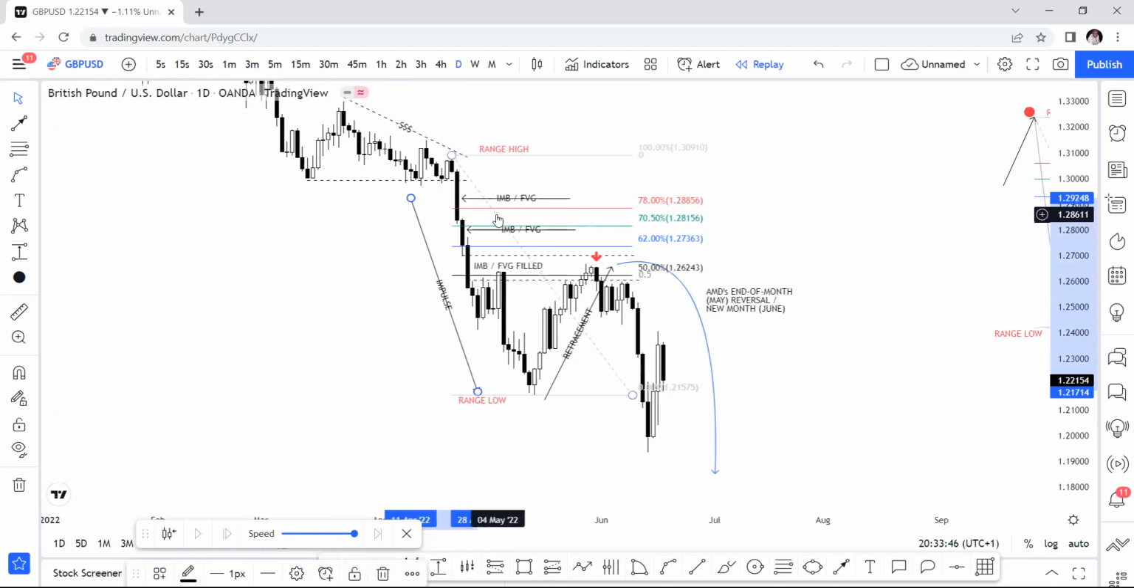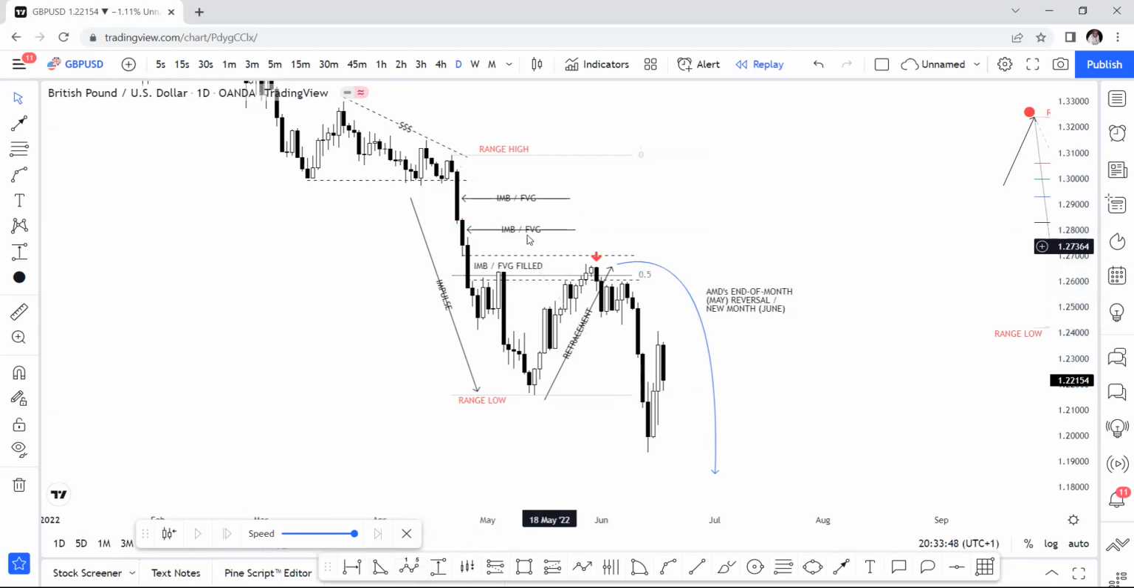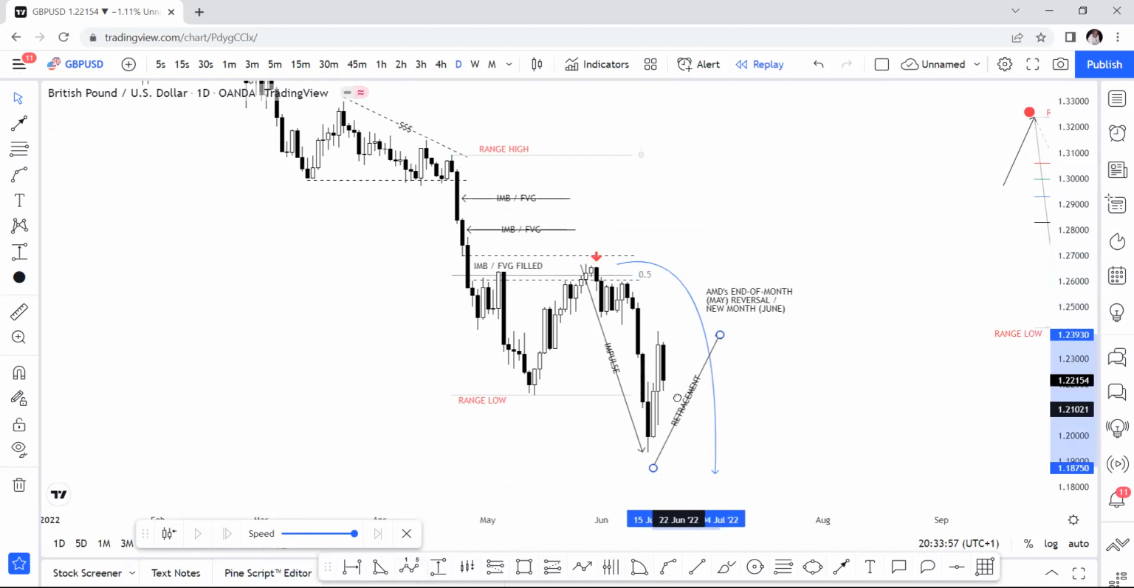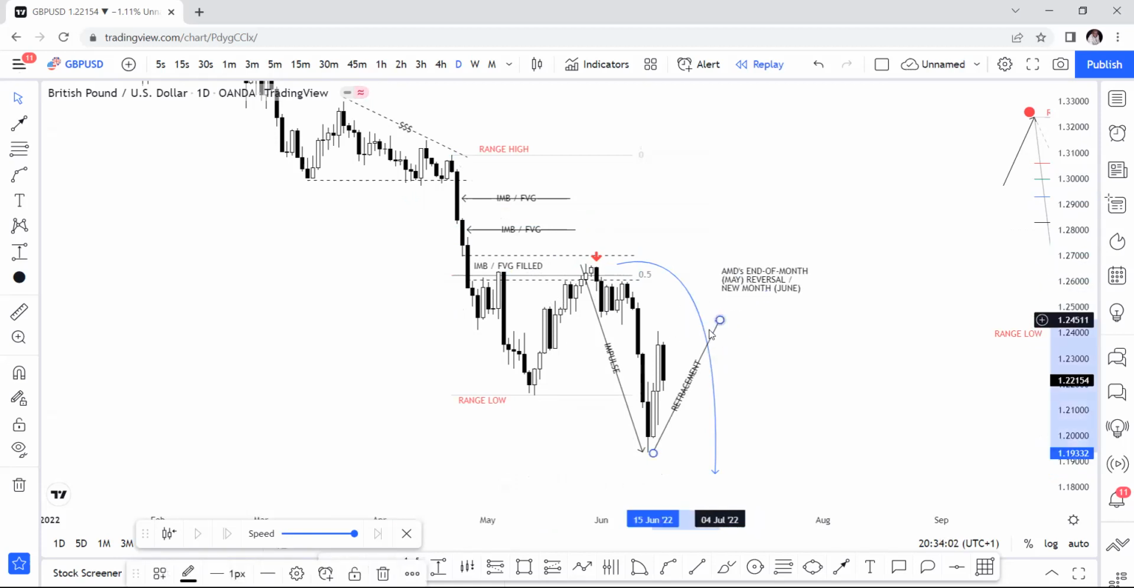We identify a new range here. It's really going to be impulse. Then this is the retracement back into the zone, because the new month reversal is the setup, right? So you can see this imbalance. Your imbalance must come with a BMS.